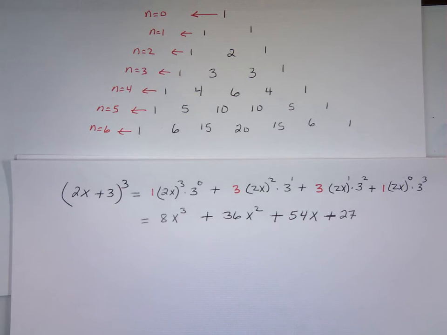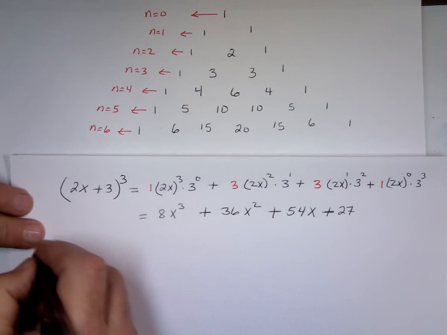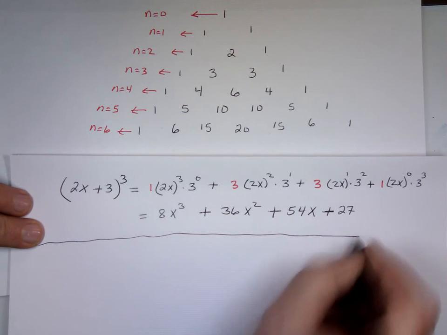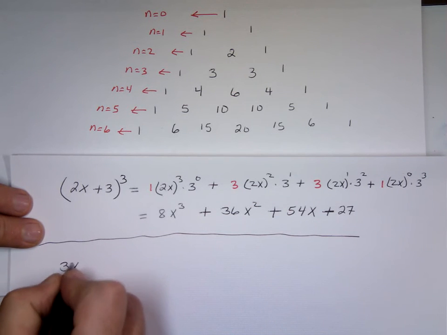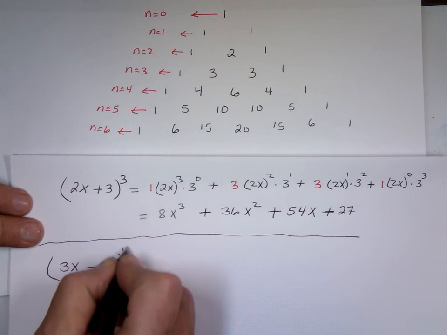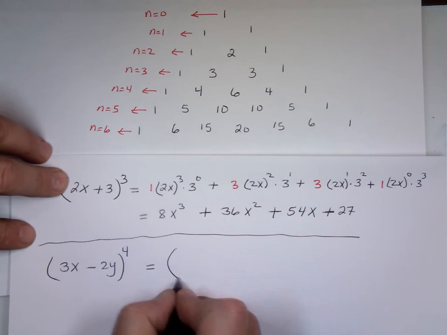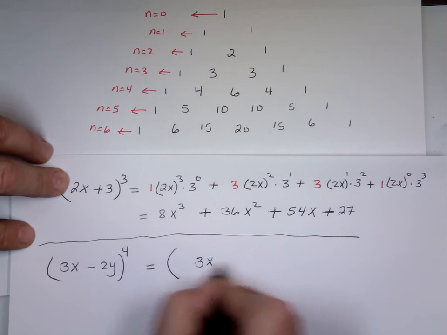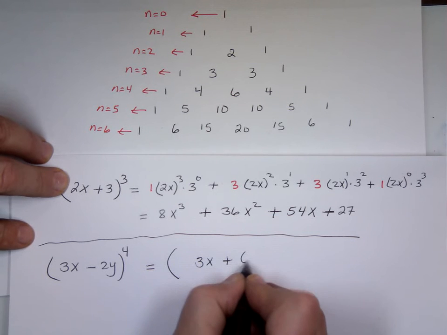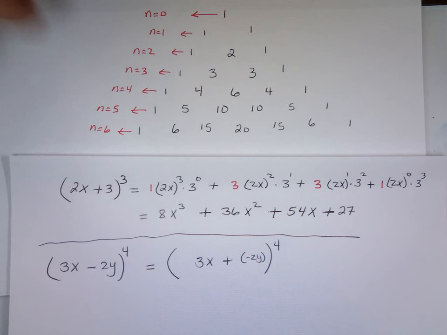What about if you have a minus there? I'll do another one. 3x minus 2y to the power of 4. You can't really use it for the minus. It has to be a plus there. So what I can do is rewrite that as 3x plus negative 2y to the power of 4. This is A, that's B.